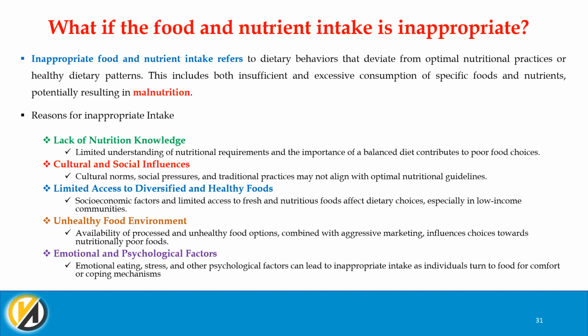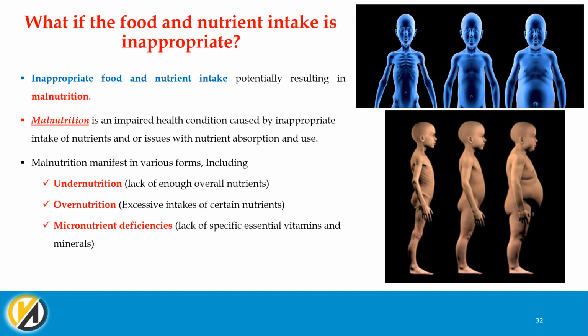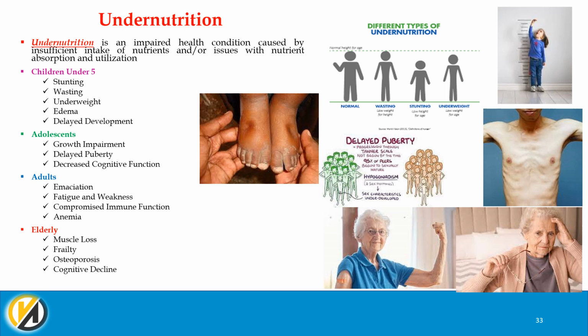All these reasons will have an impact on our food consumption pattern, which results in different kinds of malnutrition, which have implications for our health. So let's discuss what undernutrition means. Undernutrition is an impaired health condition caused by insufficient intake of nutrients and/or issues with nutrient absorption and utilization. Some people, in addition to insufficient intake, have issues with nutrient absorption and utilization. This will result in undernutrition.